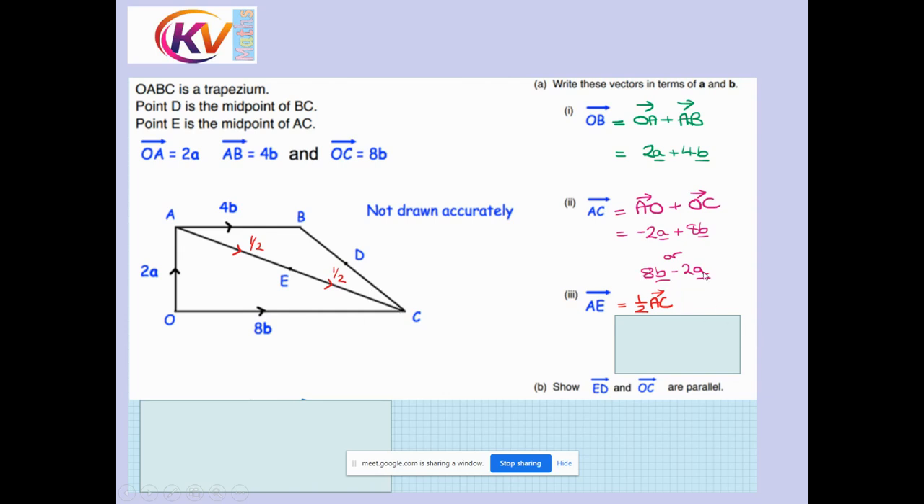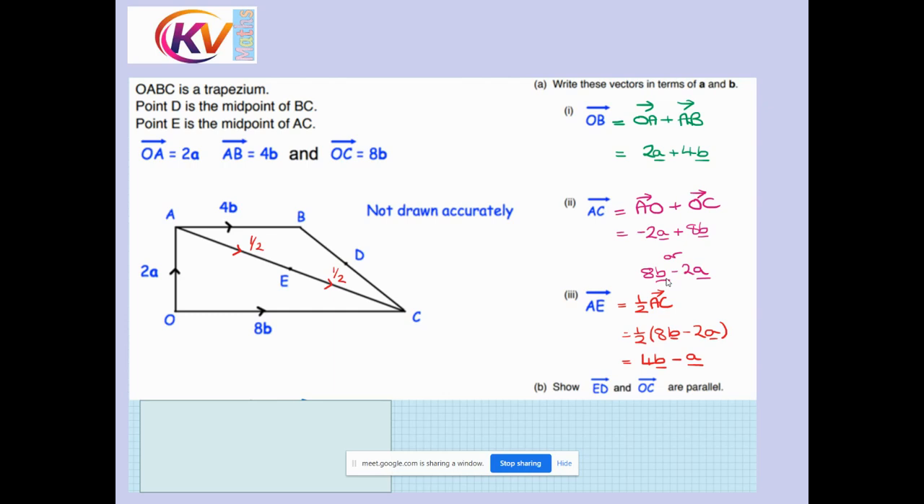And we've just worked out A to C, so you don't need to do that again. We can just pop it in a bracket. So it's a half of 8b minus 2a. Then expand your brackets and you get 4b minus a, or minus a plus 4b. Either is fully correct. So well done, those of you that have given that one a try.